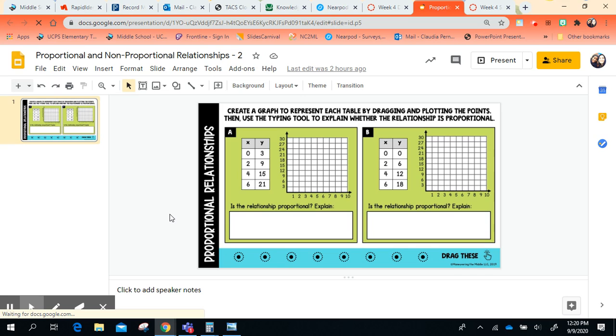It says create a graph to represent each table by dragging and plotting the points. So if I'm asking you to drag and plot the points, you're plotting all the points, correct? So you're going to take the point and you're going to drag it to where it needs to go. You're not just going to do one point. You're going to do all 4 points on both graphs. There are 8 dots down here. Use them all.